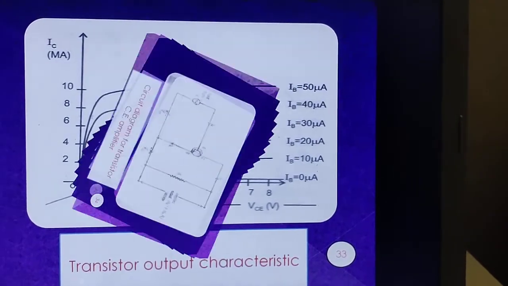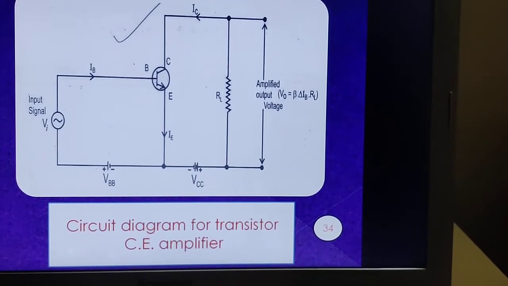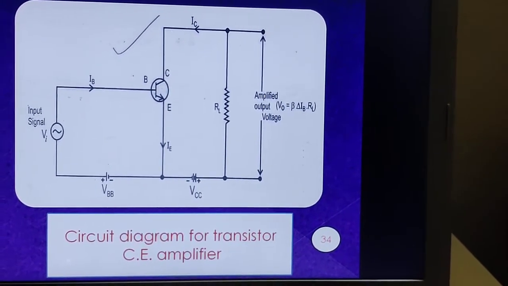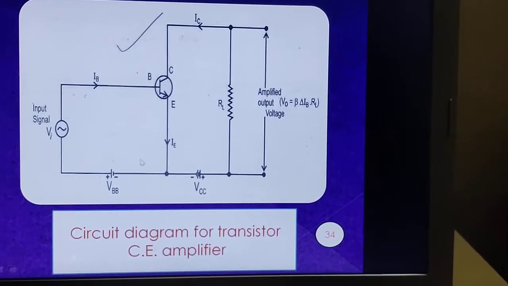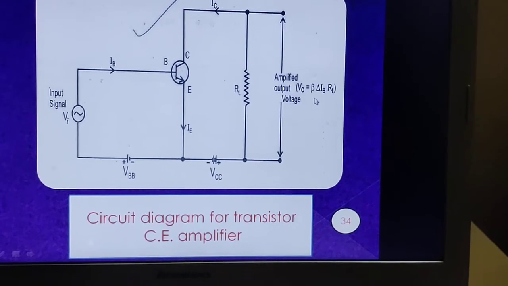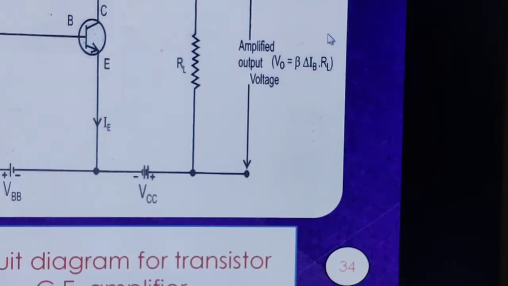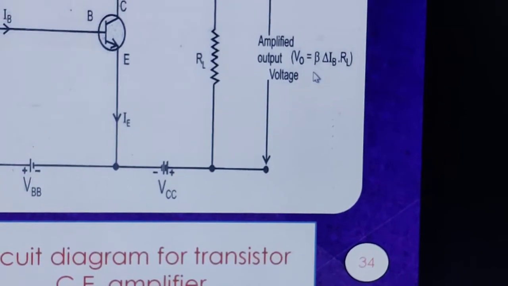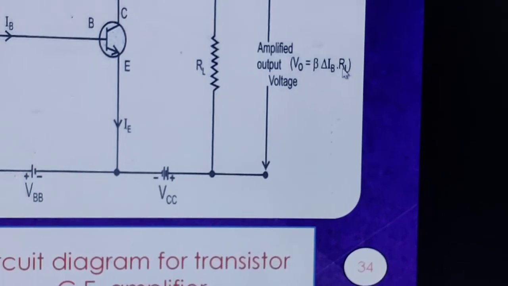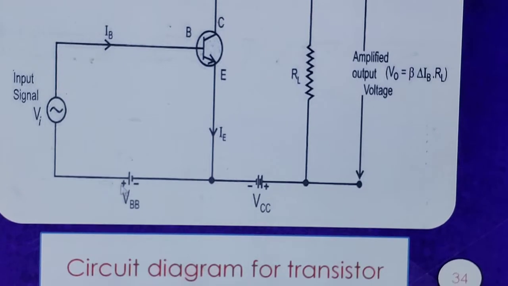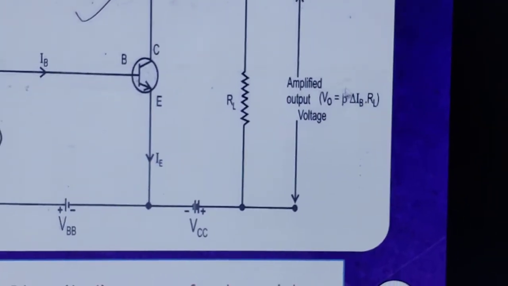So here the output is equal to beta, suppose it is 200, multiplied by delta IB. So here is the factor that always gives rise to the magnified, or say amplified, output. Look at this equation. Beta is somewhere around 200, into delta IB, whatever it may be, multiplied by RL. So however small the variation will be, it is amplified how many times? It is amplified almost 200 times. It depends on this value.